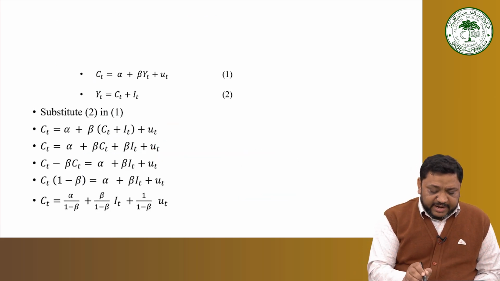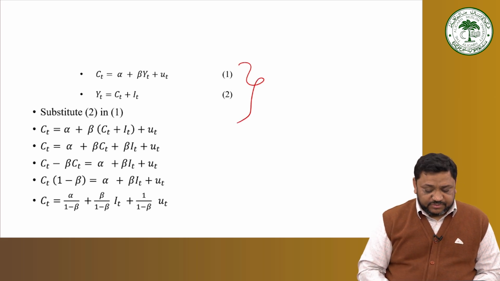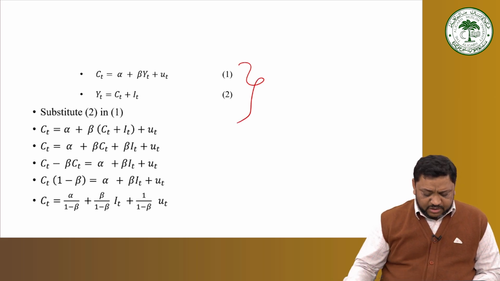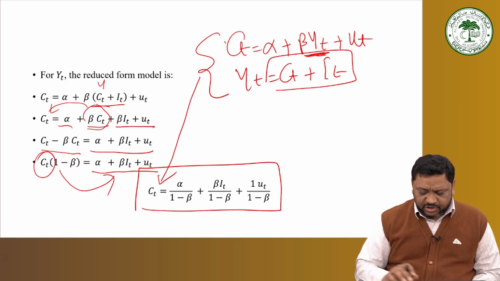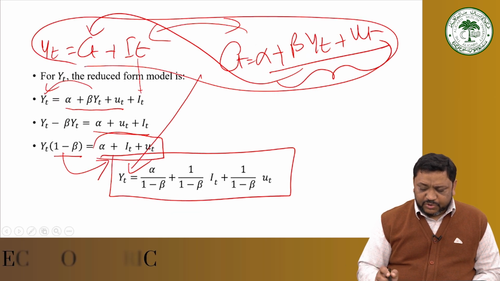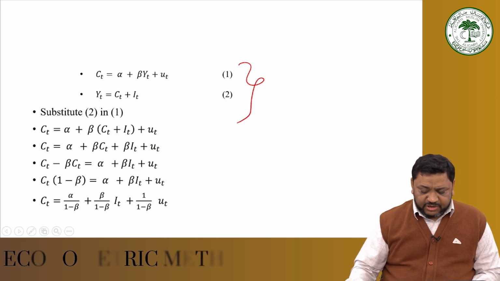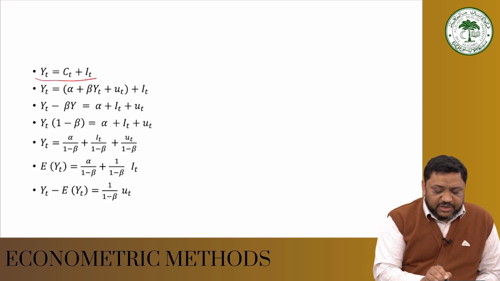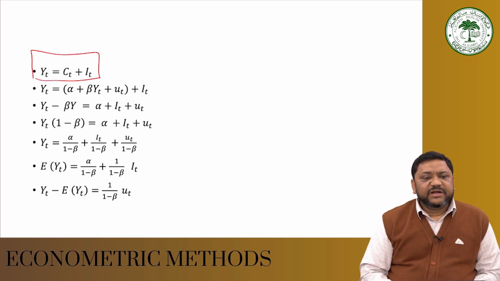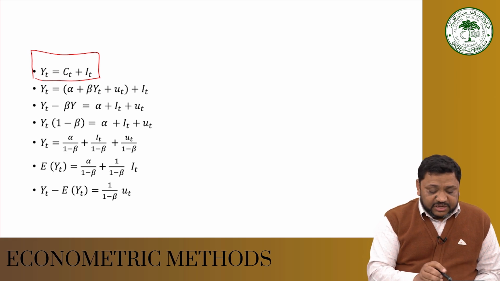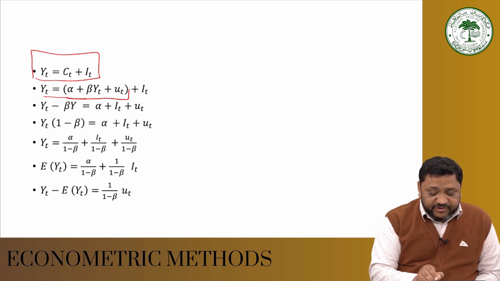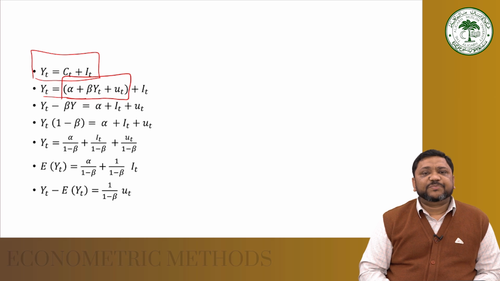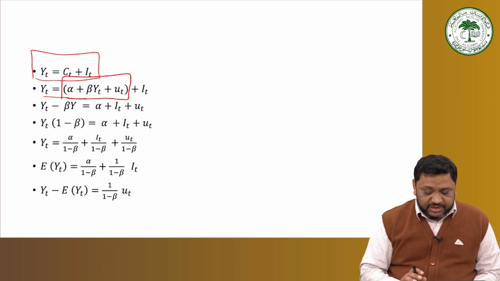Now we again take both of these two equations and incorporate. I think this is a repetition, just for a moment ignore this slide. This is just a repetition of the current slide. Now we start from here. yt is equal to Ct plus it, and Ct we know is equal to alpha plus beta yt plus ut, plus it.